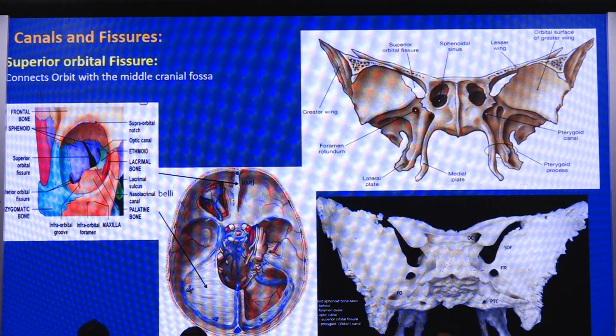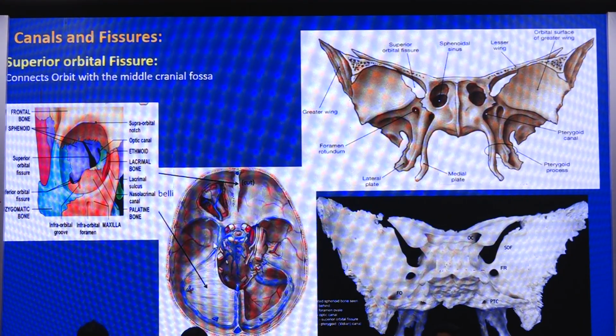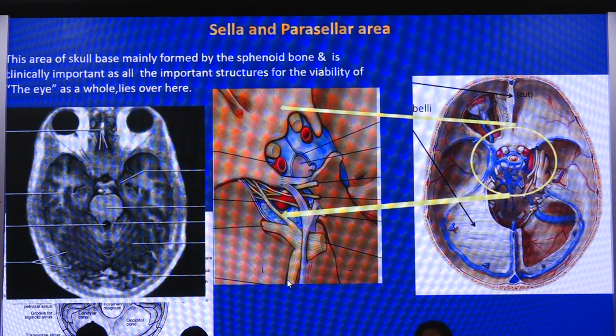And canals and fissures: this is the superior orbital fissure, again in contiguity with the middle cranial fossa, and this is your parasellar region. This is the sella and the parasellar region. You can see over here the optic nerves coming, this is the ICA, and these all lie in the cavernous sinus. This is the sella and the parasellar region. So when you encounter a third nerve, fourth nerve palsy, or whatever diplopia, you have to order this sella, parasellar, coronal, axial 2 mm sections with and without contrast.